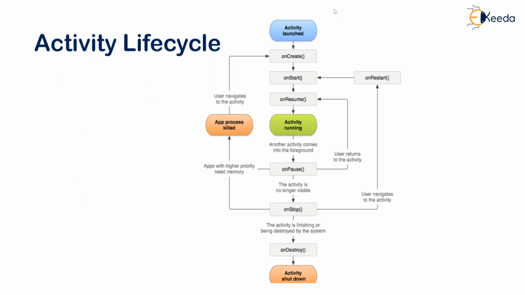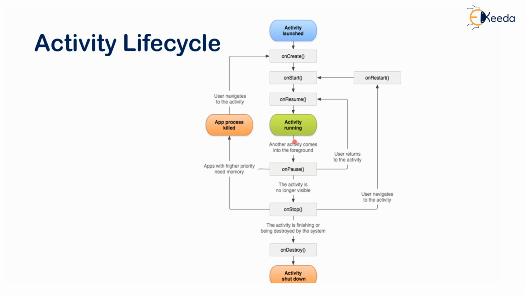So let us see the life cycle diagram. This is a very commonly asked question: can you please explain the activity life cycle of Android? This is how it happens. Activity launched, immediately the onCreate method, which is a must, where the activity has been created. Then it is visible to the user, so it shows onStart, onResume, where the user can interact. In this state, we say the activity is running.